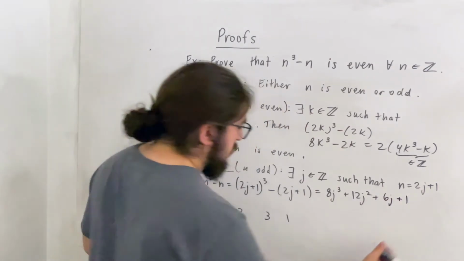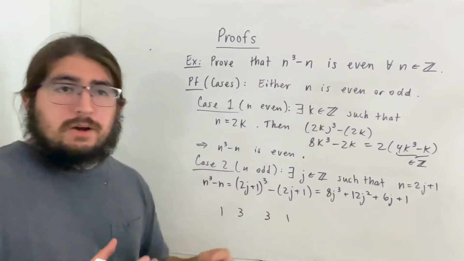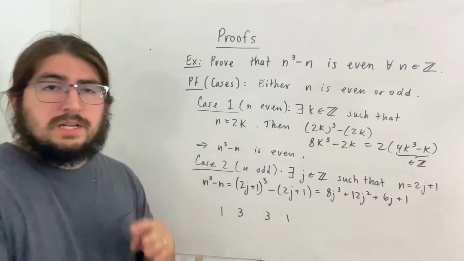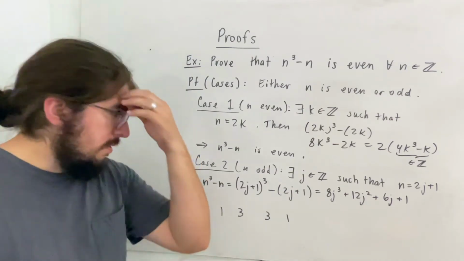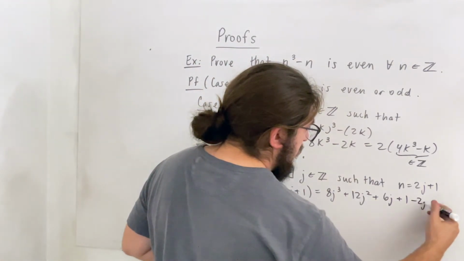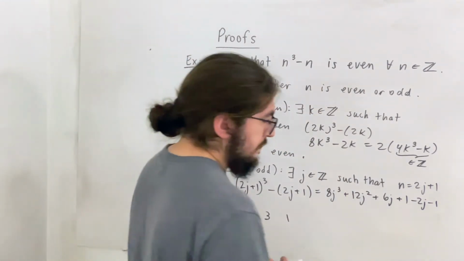And then finally plus 1 because it's 1 to the 3rd. So again, if you don't like that, you can expand it out, write this as itself multiplied by itself 3 times, expand it out, you'll get that as well. Minus, so let's distribute that negative, we'll get negative 2j minus 1. As promised, those 1s indeed cancel out.